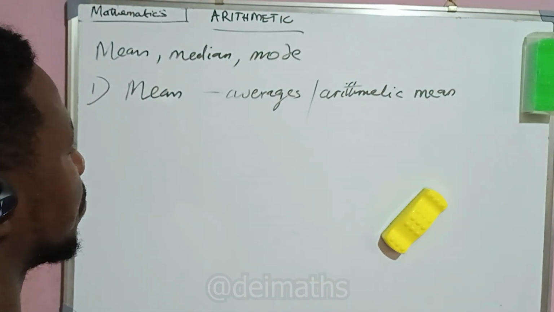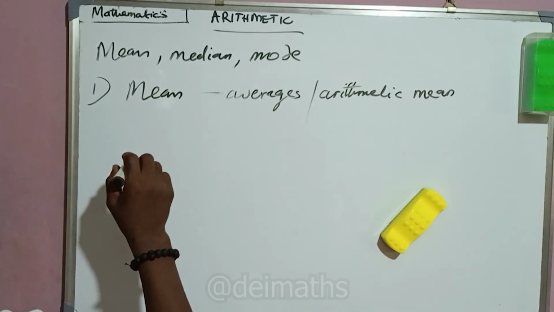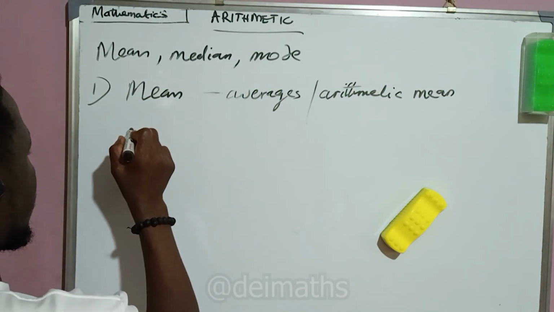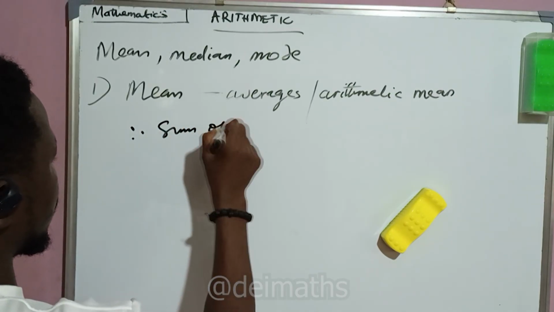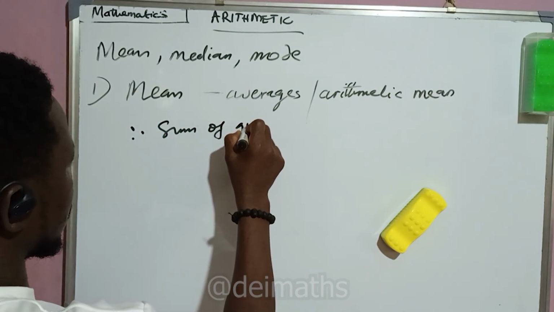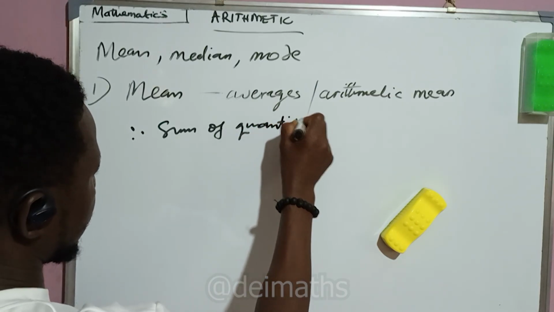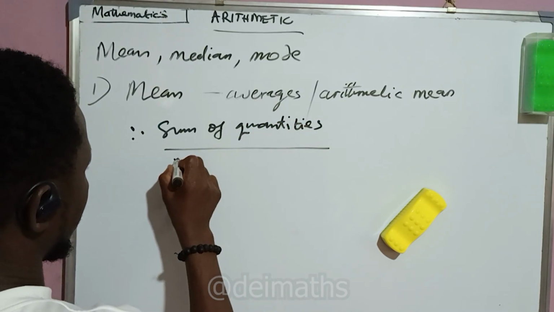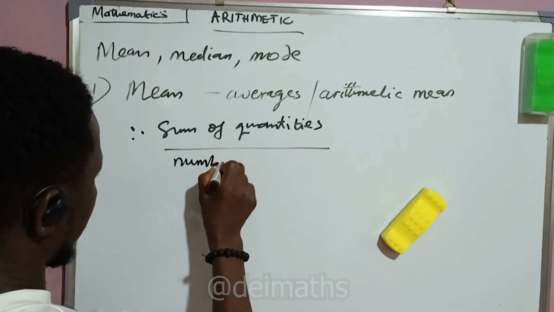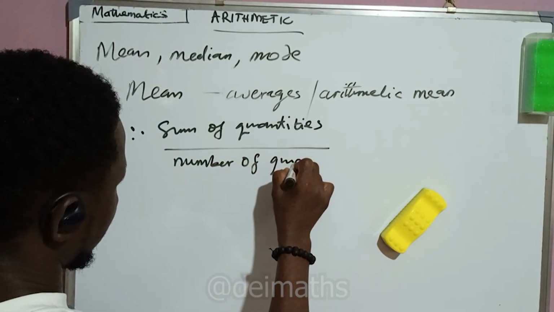So, the formula for mean is the sum of the quantities divided by the number of quantities.